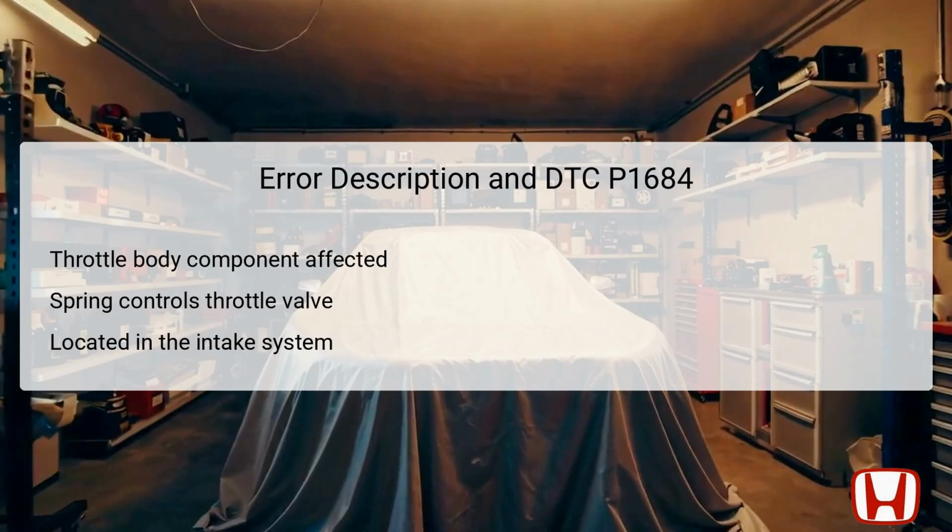The throttle body is usually located between the air filter and the engine intake manifold. In the case of the Honda Civic 2011 to 2015 models, this component is particularly vital for accurate engine control and must be checked for functionality and cleanliness.